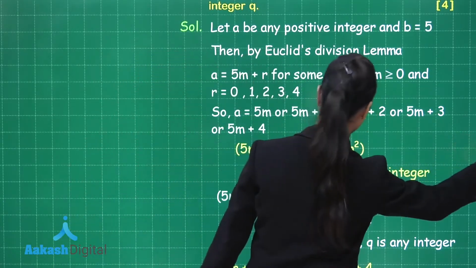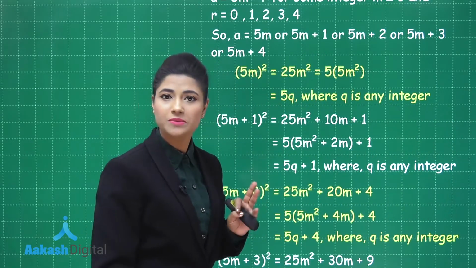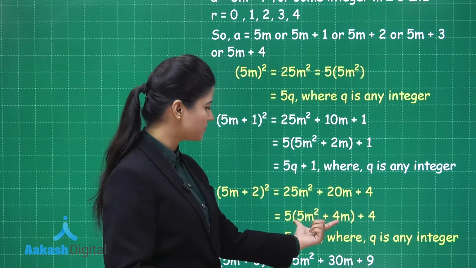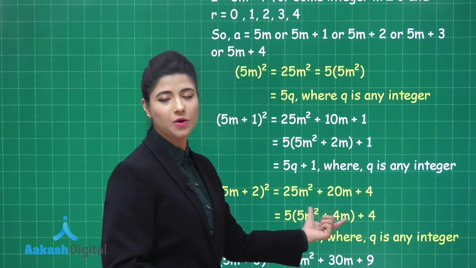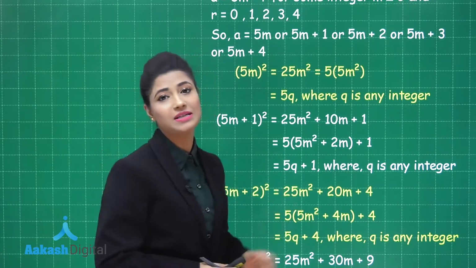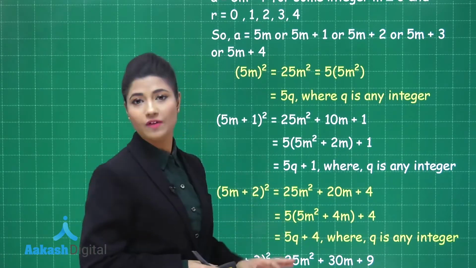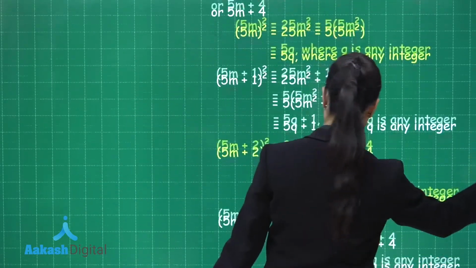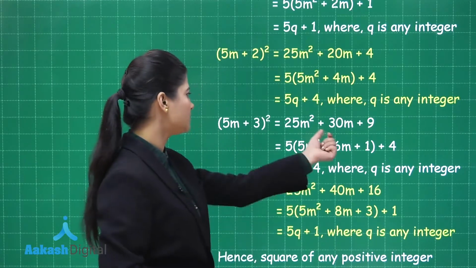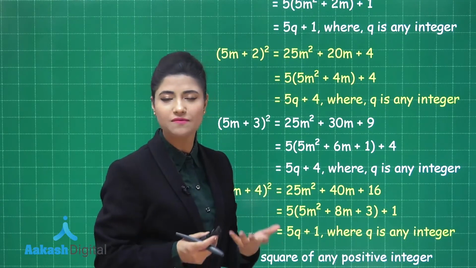Next I am going to take up a as 5m plus 2. On expansion it results in 25m square plus 20m plus 4. So here you can easily take 5 common from the first two terms, resulting in 5m square plus 4m, where this can be considered as any integer q, which gives me that the square of this is represented in the form of 5q plus 4. It is not in the form of 5q plus 2 or 5q plus 3. So let's proceed ahead. Here next I am considering a as 5m plus 3. On squaring this, it results in 25m square plus 30m plus 9, where 9 can be split up and written as 5 plus 4.